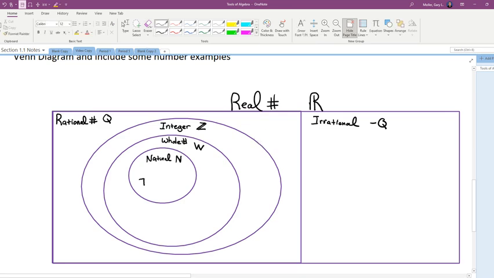But it's also a positive or negative whole number. So I'm going to put it here with integer. It is not a whole number because whole numbers are only 0 and greater. And so -2 would go here. And this tells us that it's an integer, it's rational, and it's real.